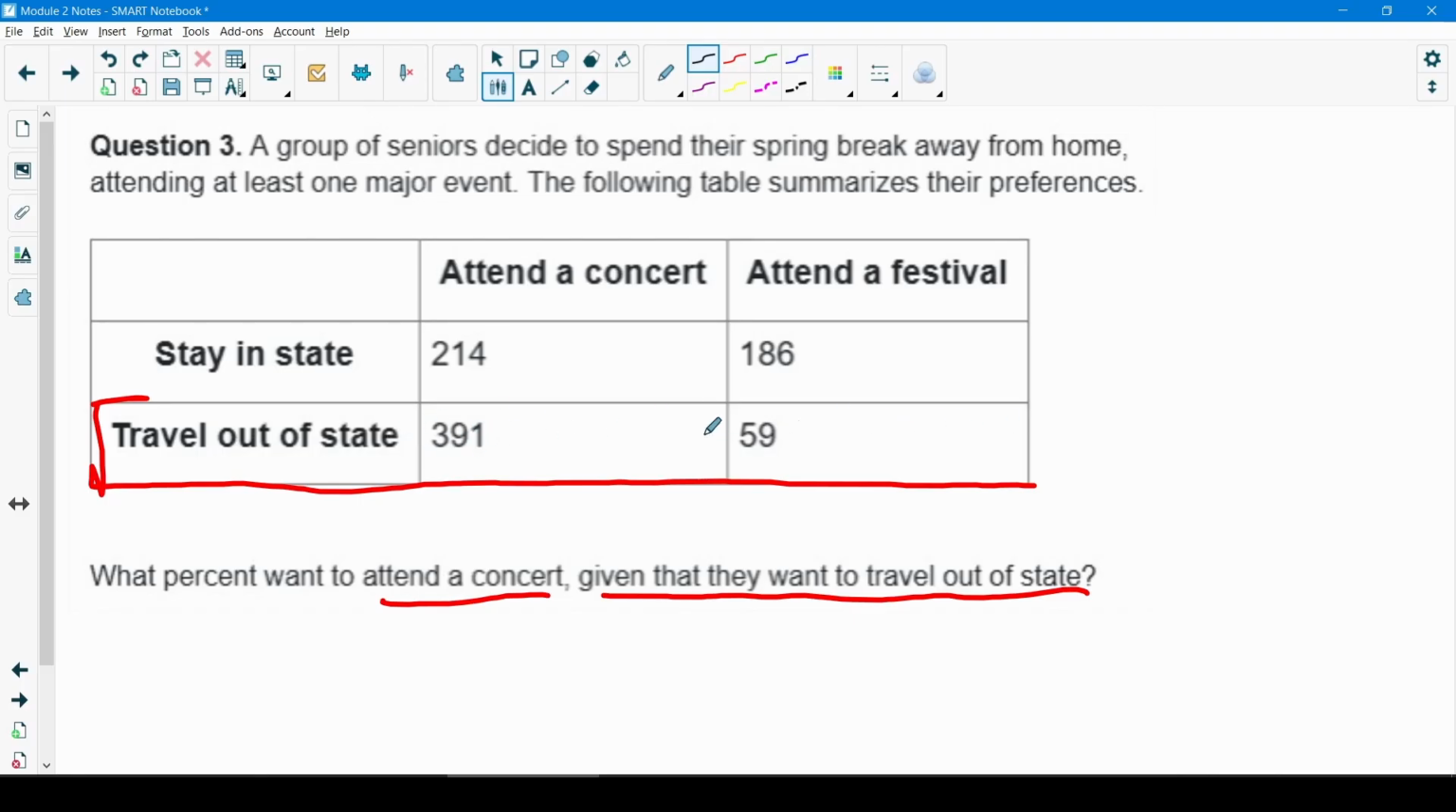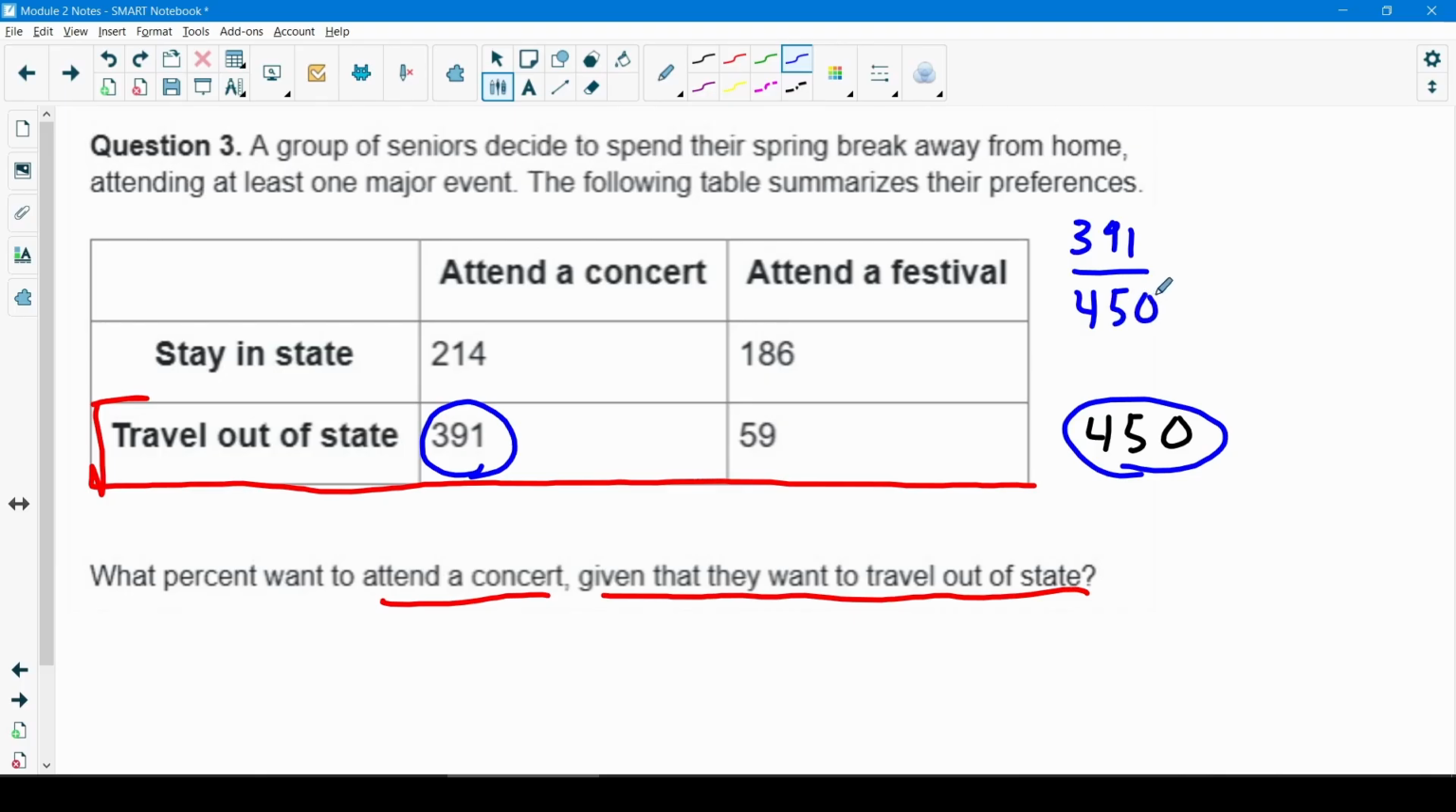I'm adding 391 plus 59. That's going to give me 450. And I don't really need to do the total up here because they're not asking me for that. But all I'm going to divide is what is this number out of this number. So I'll be doing 391 divided by 450 on my calculator.